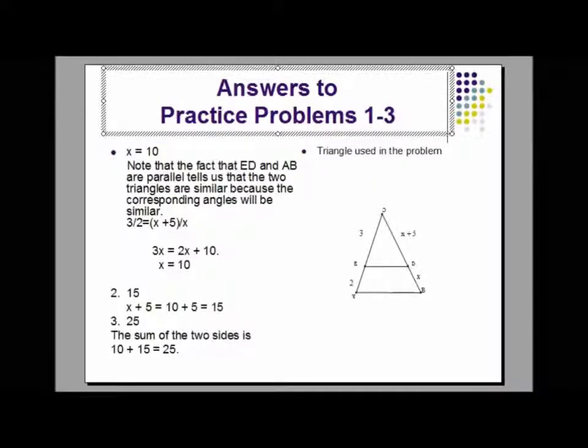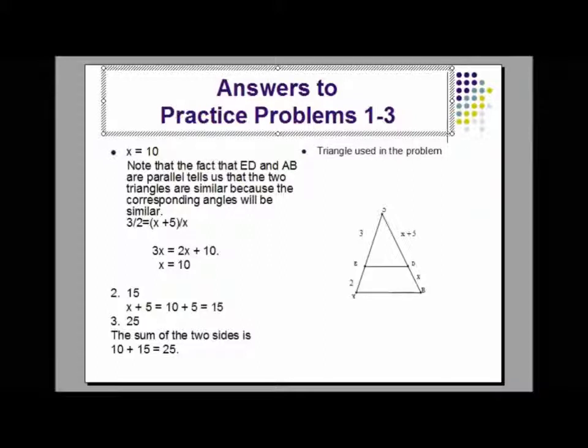Here are the answers to practice problems 1 through 3. X equals 10. Note that the fact that ED and AB are parallel tells us that the two triangles are similar because the corresponding angles will be congruent. We can set up a proportion 3 over 2 equals x plus 5 over x. Cross multiplying gives 3x equals 2 times the quantity x plus 5, which when we distribute gives 2x plus 10.